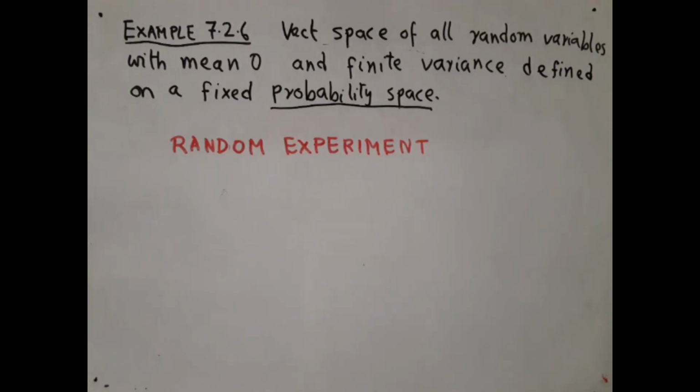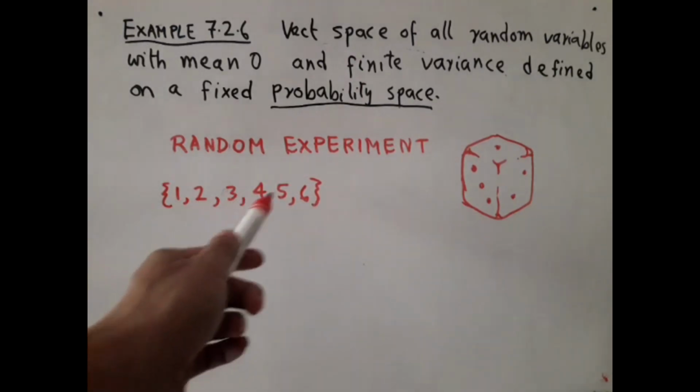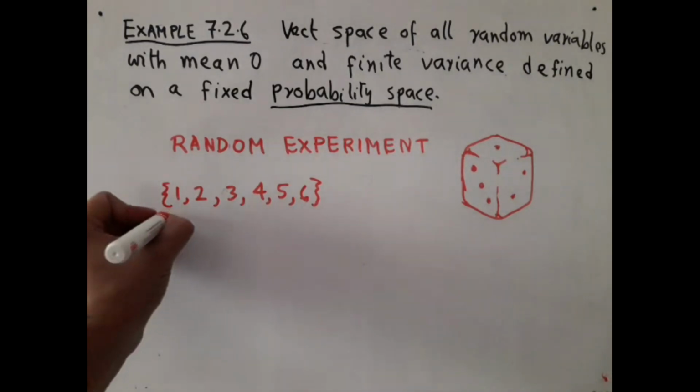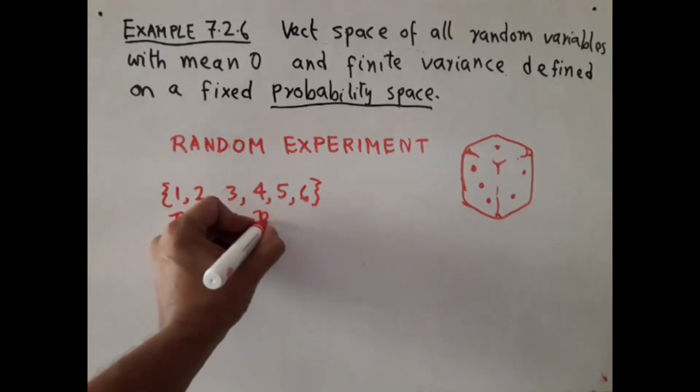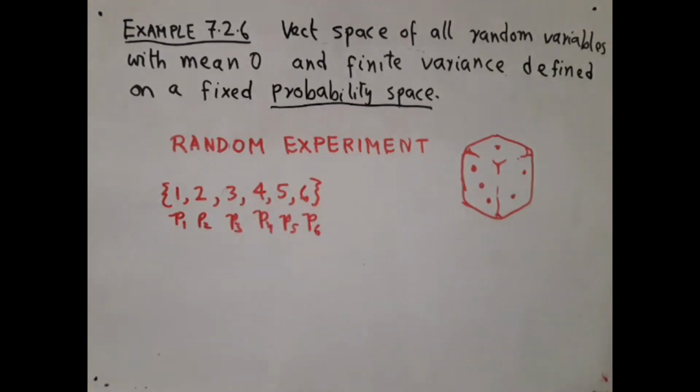For example, rolling a die. The possible outcomes here are 1, 2, 3, 4, 5 and 6. Now each of these things occur with some probability that I will call, say, P1, P2, P3, P4, P5 and P6. For instance, all of them may be just 1/6.